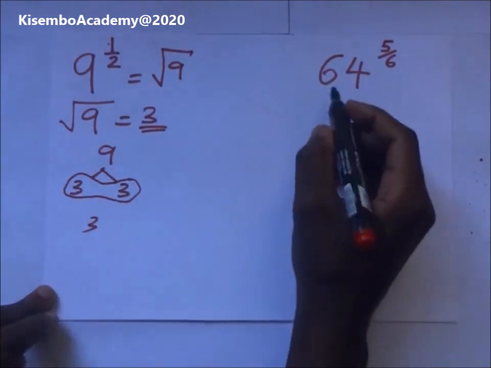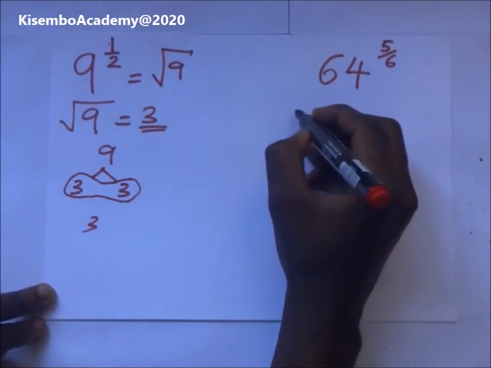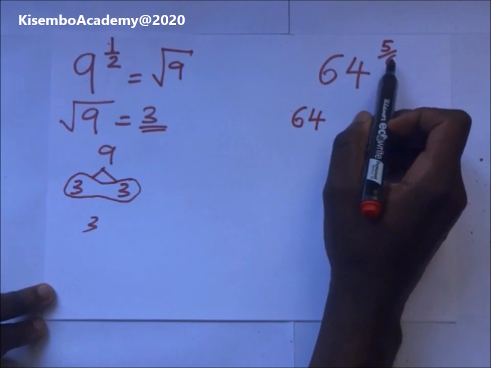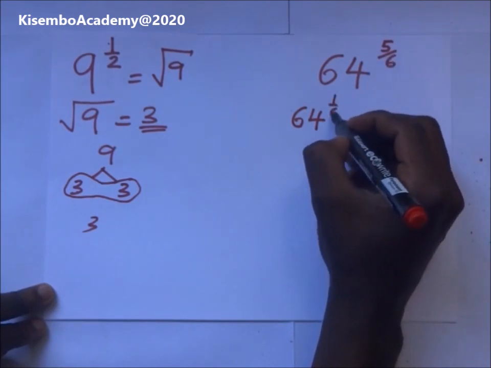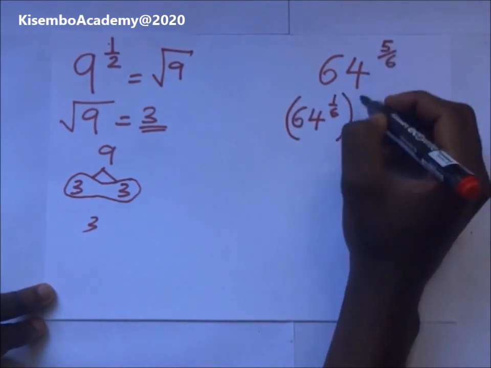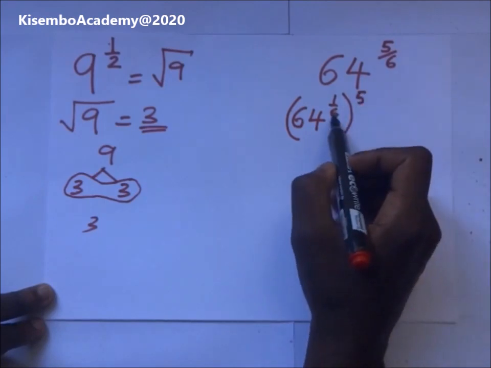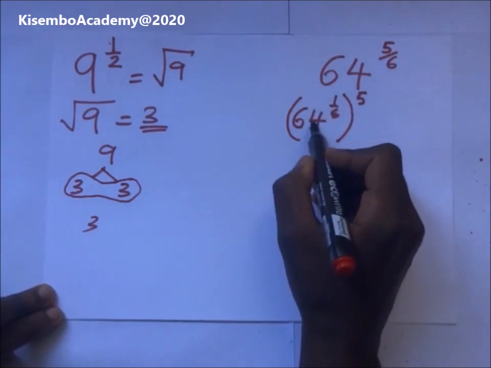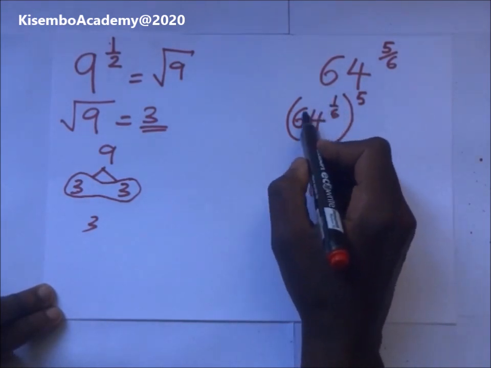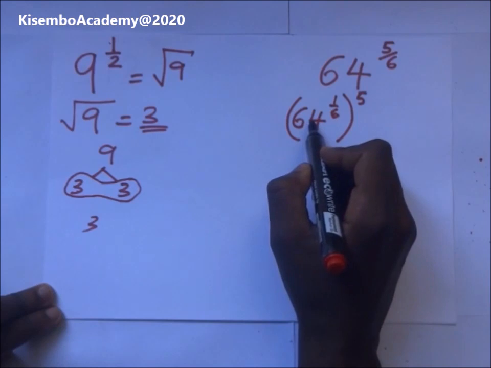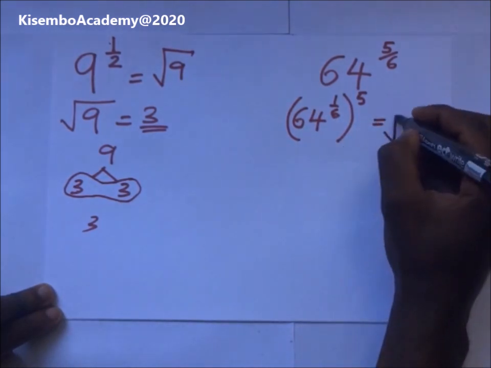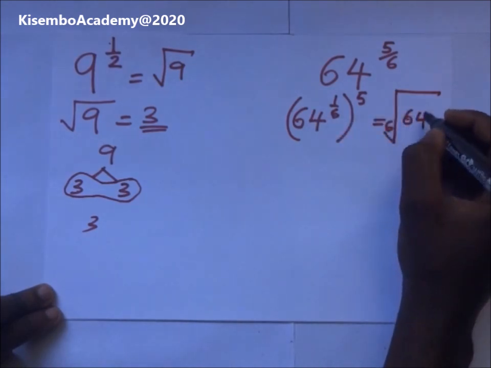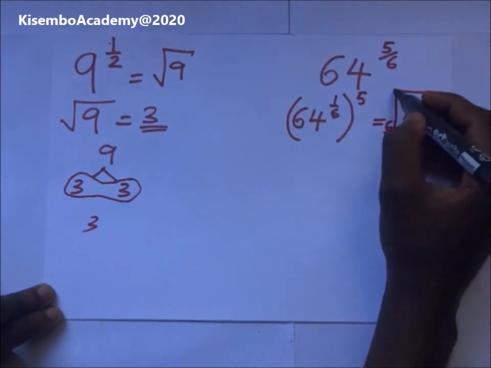Let's get on to this. This 64 to the power 5 over 6 is the same as 64 to the power 1 over 6, and this is to the power 5, because it is 5 times a sixth. 5 times 1 over 6 is 5 over 6. So you first deal with this. 64 to the power 1 over 6. What is the 6th root of this? Because this is the same as saying this is the 6th root of 64, and all this is to the power 5.